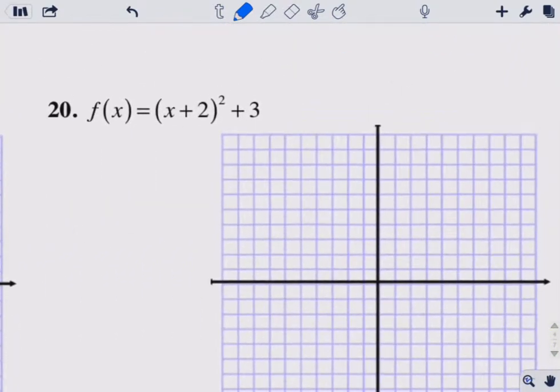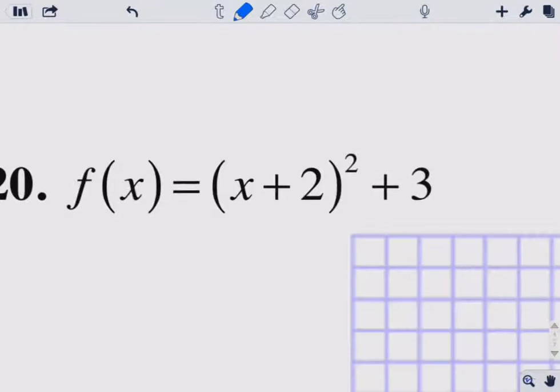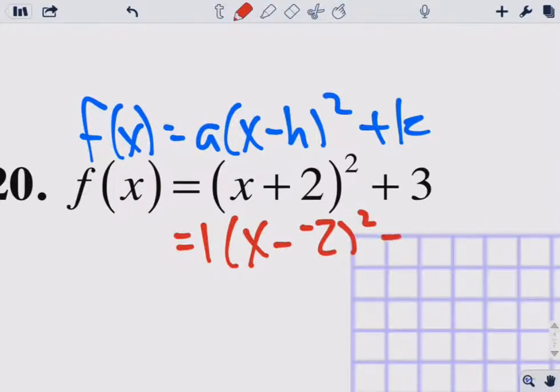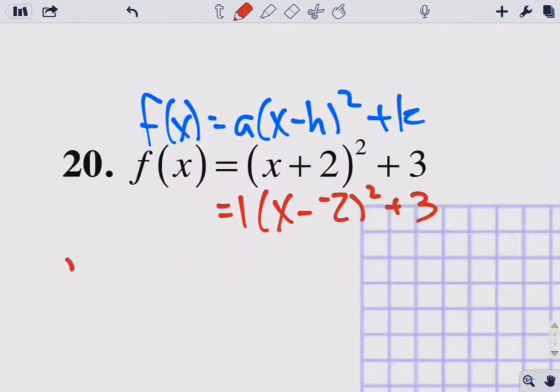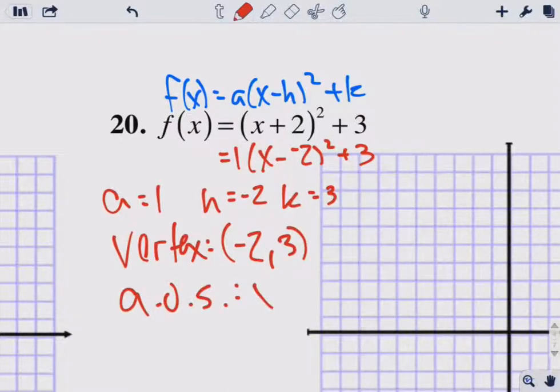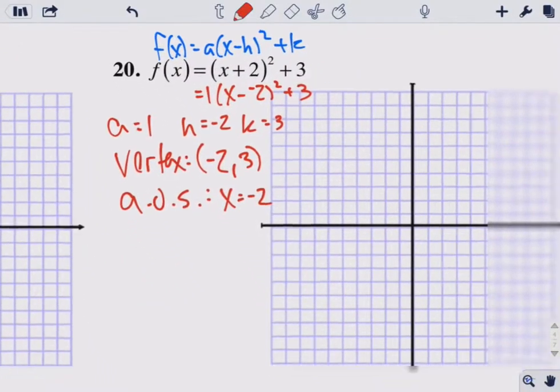Okay, 20, what form does that match? That matches f of x is equal to a times x minus h squared plus k. So how does that match ours? That's 1 times x minus a negative 2 squared plus 3. So what's a? A is 1, h is negative 2, k is 3. So what's the vertex? Vertex is negative 2, 3. What's the axis of symmetry? X is equal to h, or x is equal to negative 2.